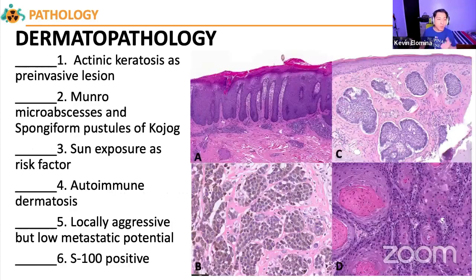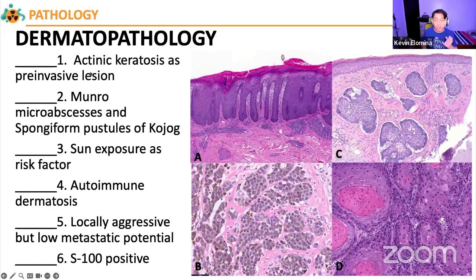Okay? Now, in terms of derm path, so A is, ano yan? A is your psoriasis. As you can see, your test tubes in a rack appearance. Your B is your melanoma. As you can see, they produce pigment, no? And then your C is your basal cell carcinoma, so you see your stromal retraction. And yung D is yung squamous cell carcinoma mo, you see your keratin pearls.